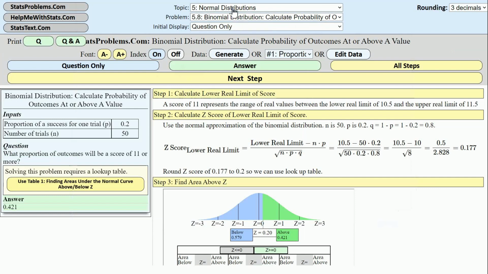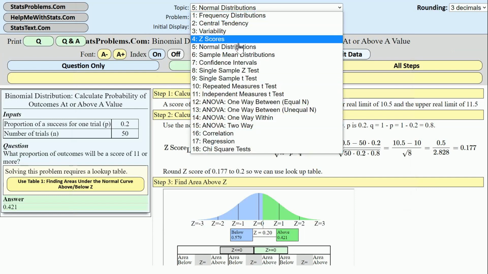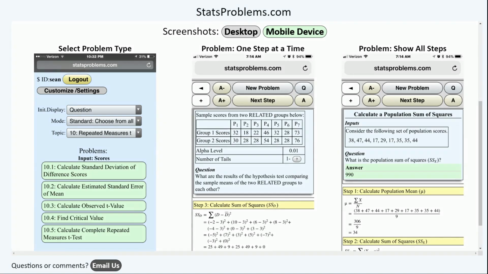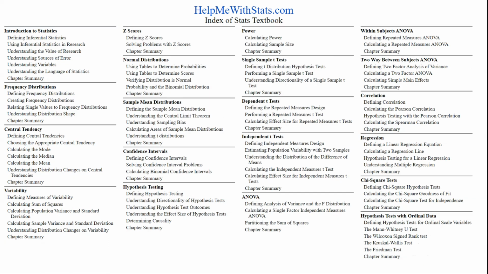The free website has statistical analyses in all of the most common areas in statistics. Statsproblems.com also has a mobile version so you can access the site from anywhere. For help with statistical concepts, HelpMeWithStats.com is a free website that has more than 70 tutorials, as videos, or as self-paced slideshows. In addition, HelpMeWithStats.com gives you free access to a comprehensive stats textbook with more than 685 review questions.